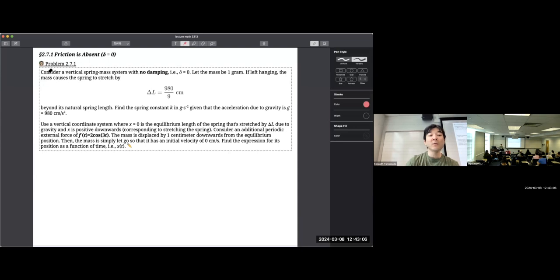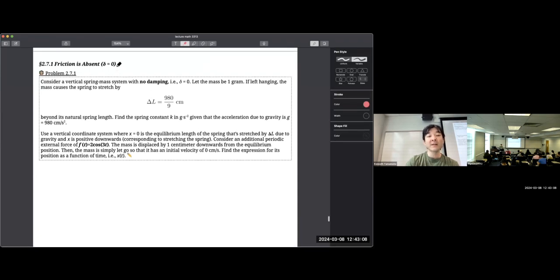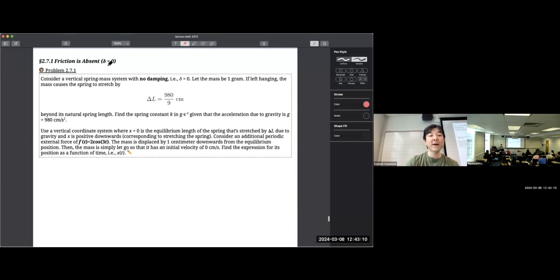In practice, there could be friction, but let's just look at no friction. So we'll go back to no friction, so delta is equal to 0. Let's look at a vertical spring mass system, no damping. Let the mass be 1 gram.